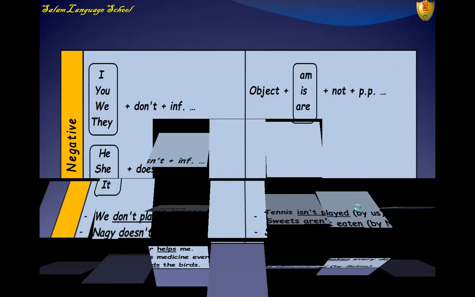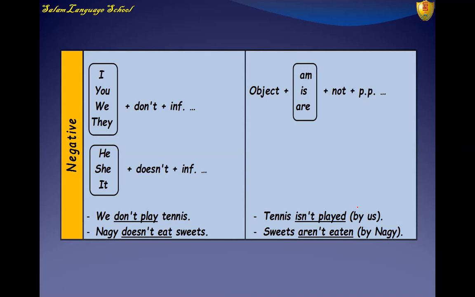The second table is about negative statements, like these forms here. Don't or doesn't plus infinitive. This is the active, okay? Like these examples: we don't play tennis, or Nagy doesn't eat sweets. This is the passive one. We'll start with the object, am, is, are, but we will put here not plus past participle. For example, tennis is not or isn't played by us, or sweets are not or aren't eaten by Nagy.